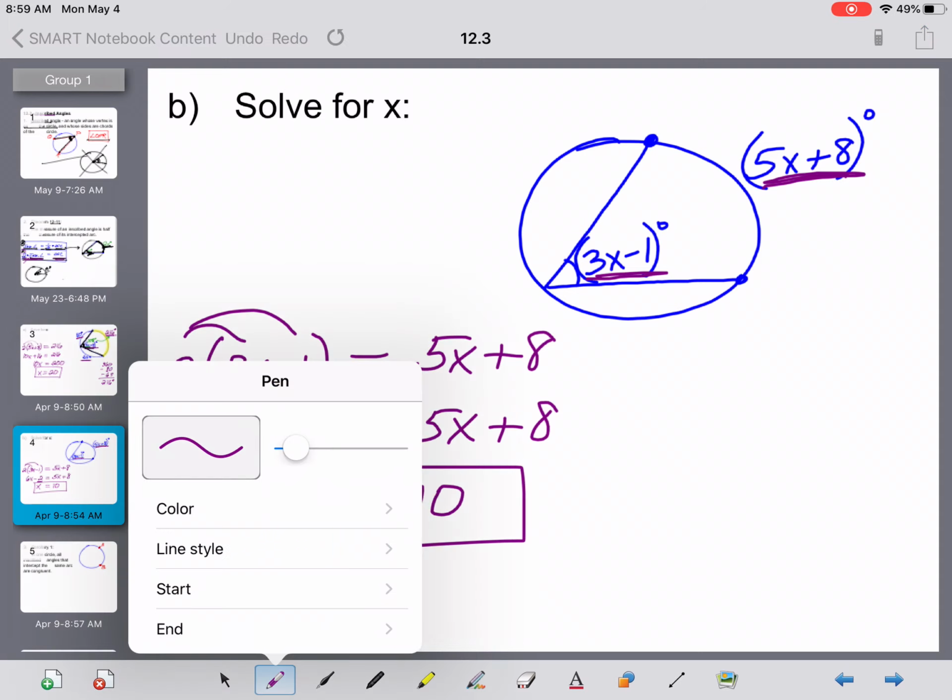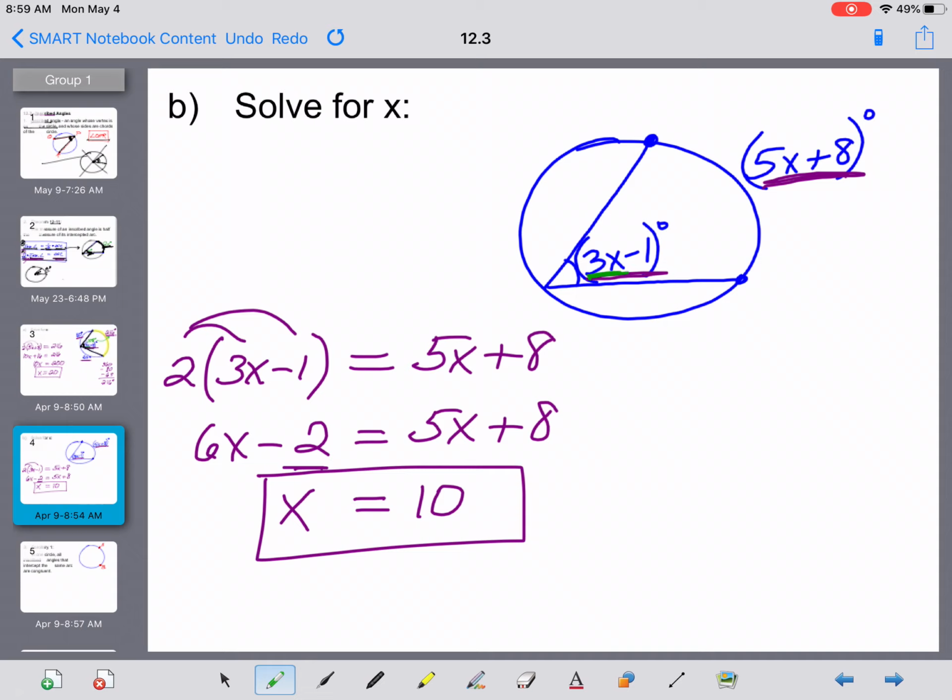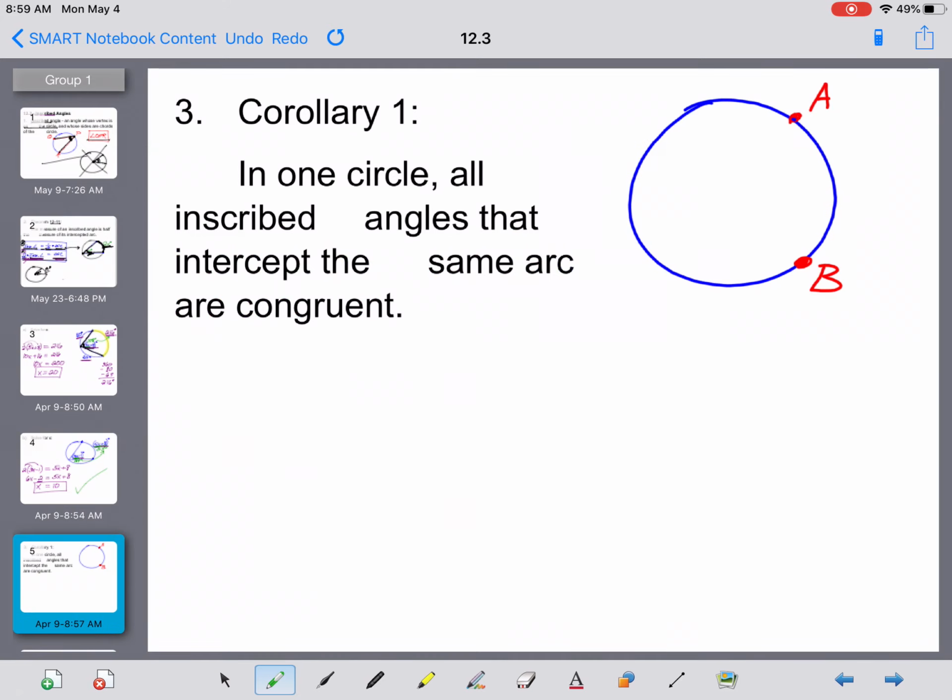X is equal to 10. Let's double check that and see if that one works out. 3 times 10 for the angle here is 30, minus 1 gives us a 29-degree angle right here. 5 times 10 is 50, plus 8 is a 58-degree arc over here on the right side, and again, 29 times 2 equals that 58. So check, looks like we got this one right.